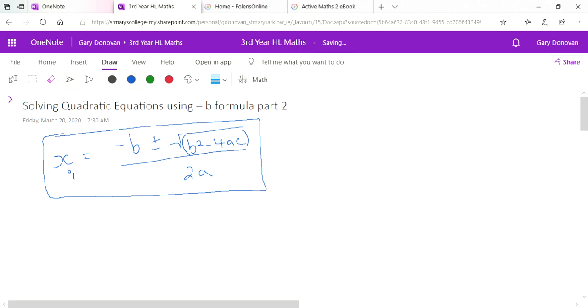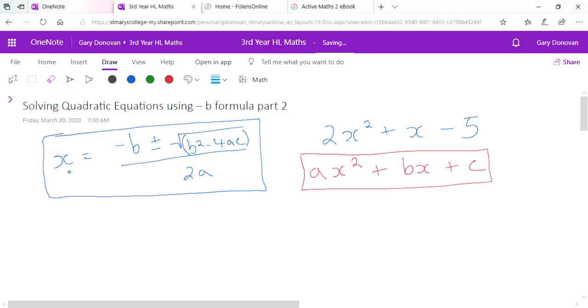So an example of a quadratic equation would be 2x squared plus x minus 5. And what we said last lesson was that all quadratic equations are given in the form ax squared plus bx plus c. This is the format that we learned for quadratic equations when we met them last year for the first time. So the first thing that we do in these questions is we figure out what's our value of a, what's our value of b, and what's our value of c.